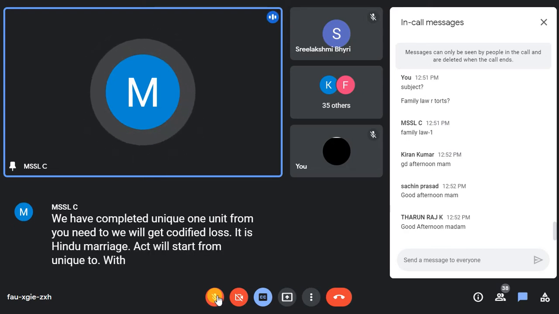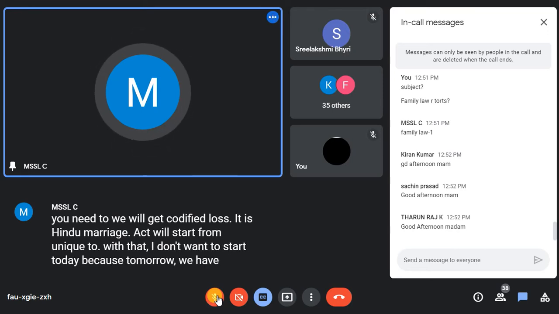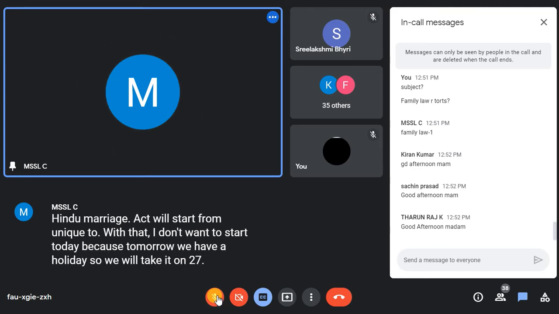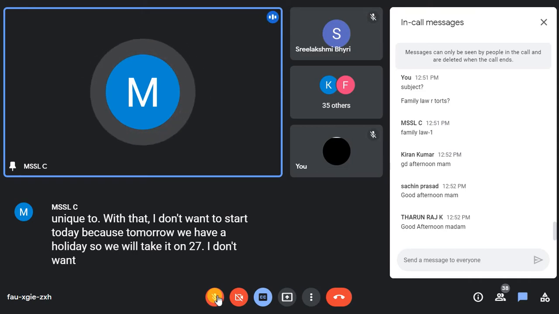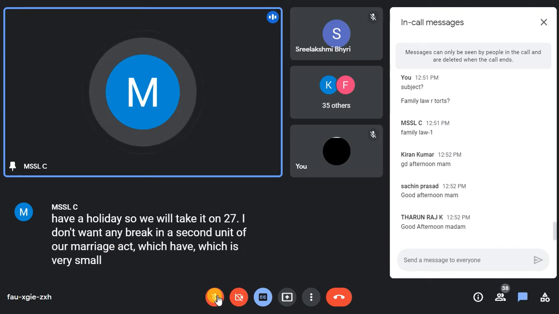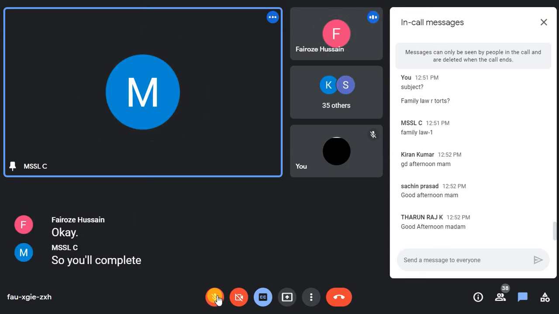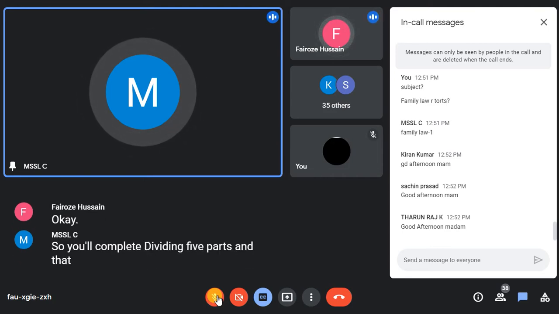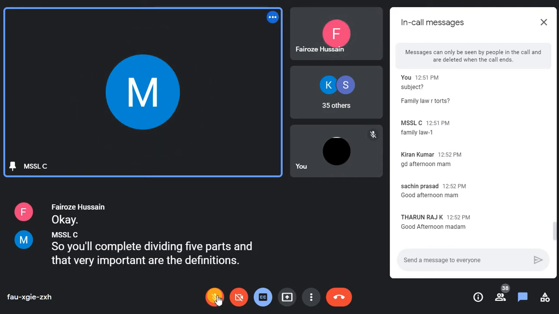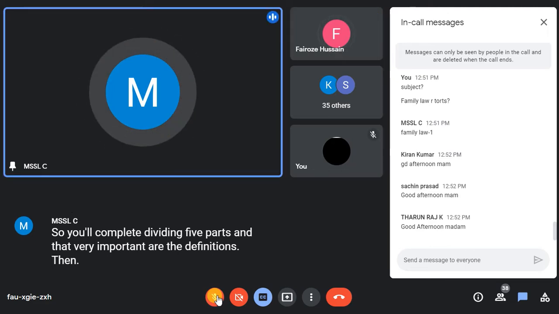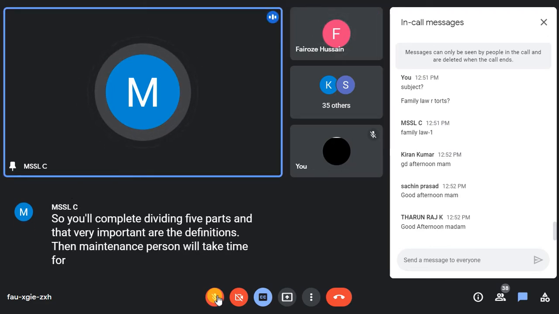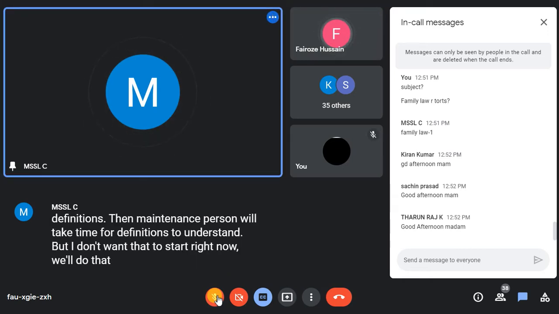I don't want to start today because tomorrow we have a holiday. So we will take it on 27th. I don't want any break in the second unit, the Marriage Act, which is very small, only 39 sections, which will be divided into 5 parts. Very important are the definitions, and we will take time for definitions to understand. So I don't want to start that right now. We will do that on 27th.